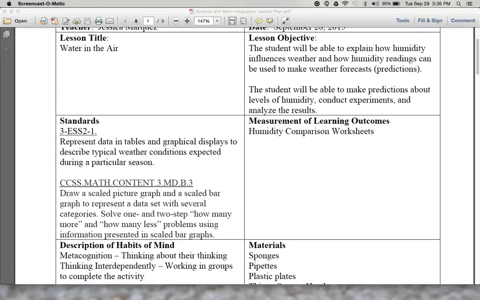So those are my standards. Represent data in tables and graphical displays to describe typical weather conditions expected during a particular season, and draw a scaled picture graph and a scaled bar graph to represent a data set with several categories. Solve 1 to 2 step how many and how many less problems using information presented in scaled bar graphs. My measurement of learning outcomes is a humidity comparison worksheet.